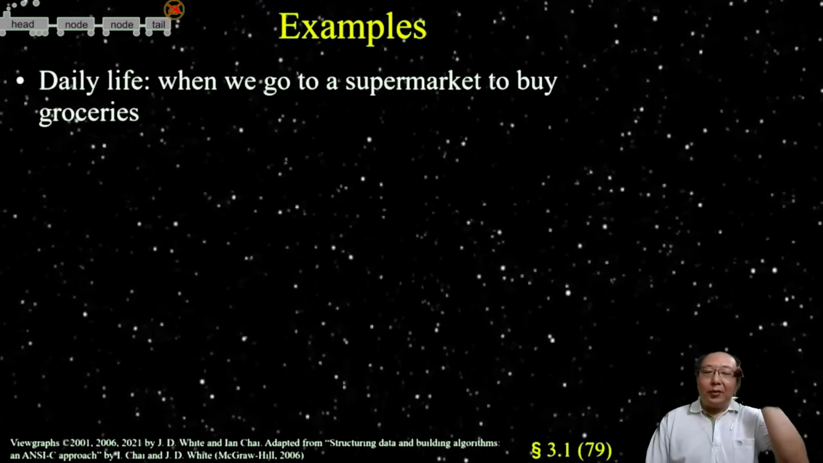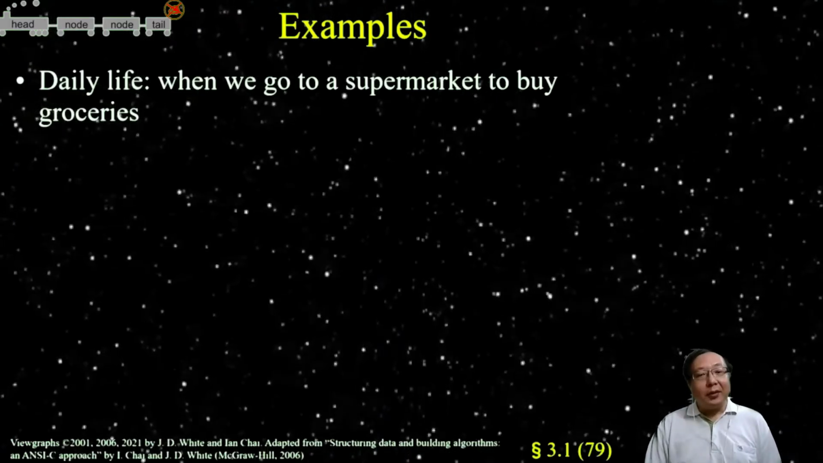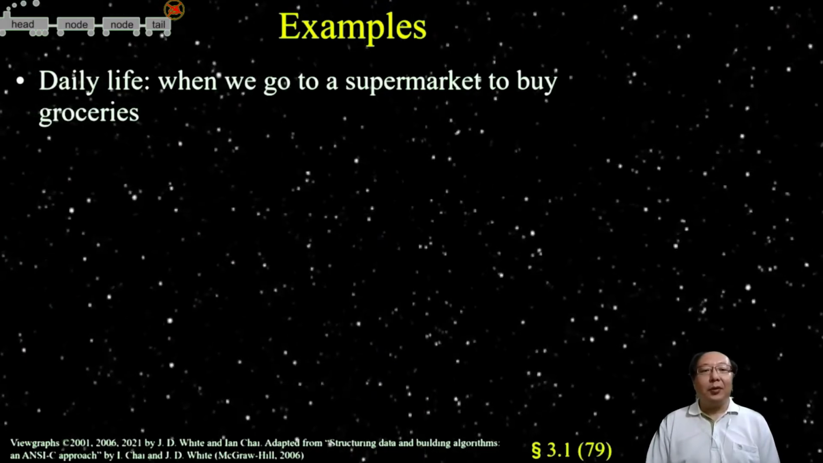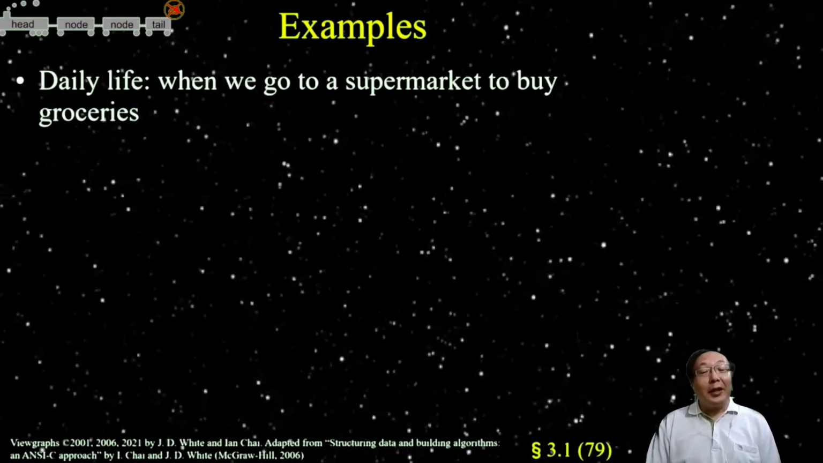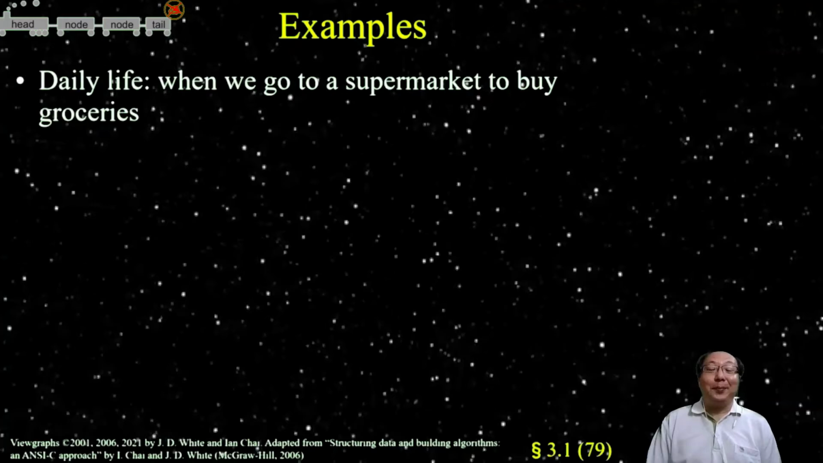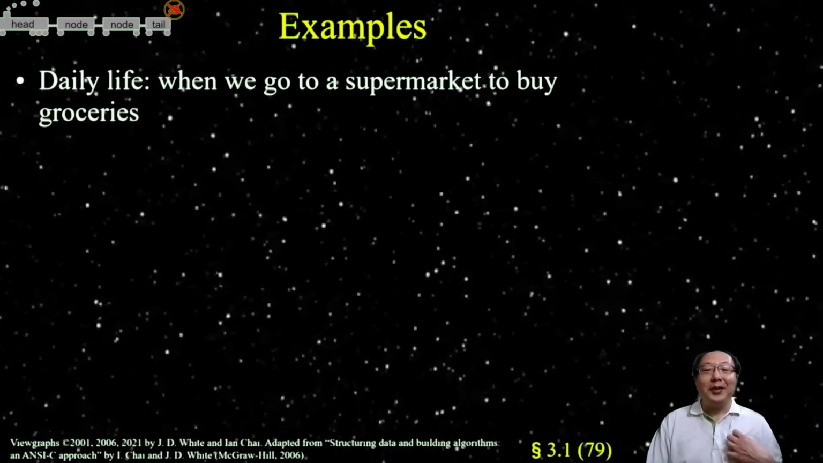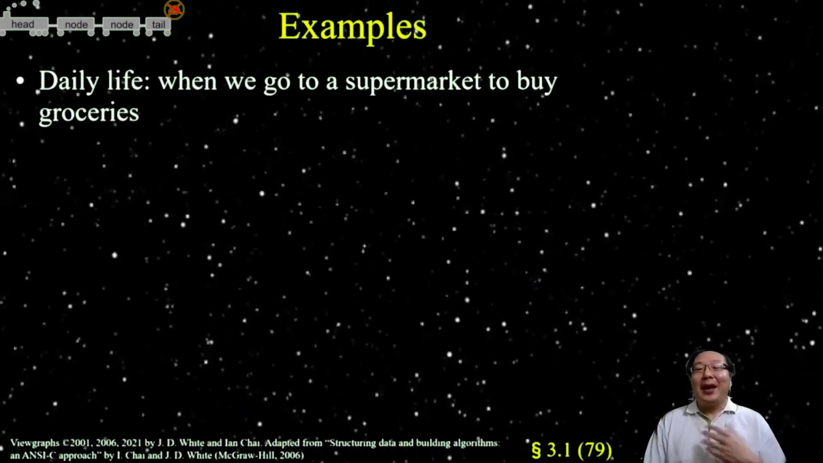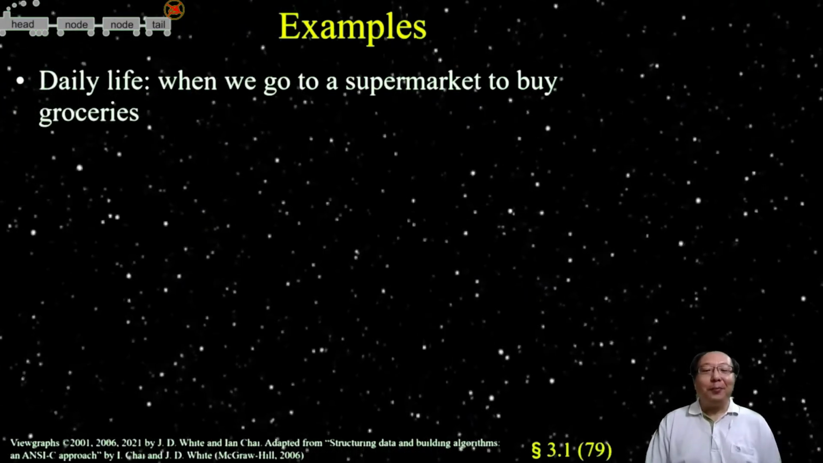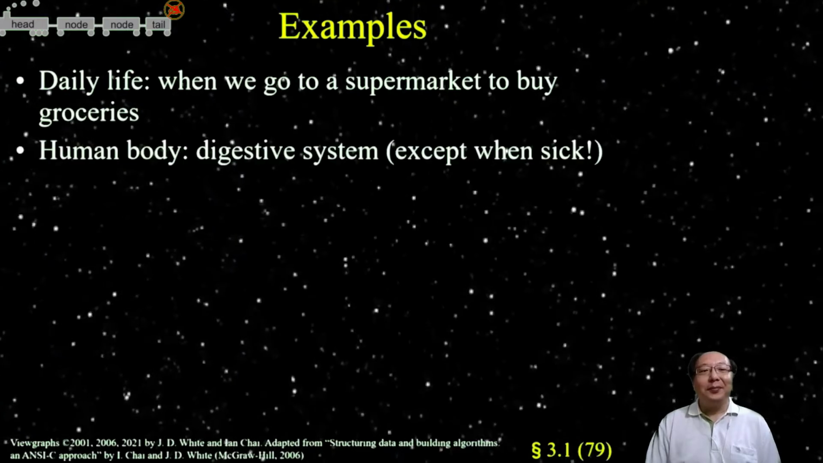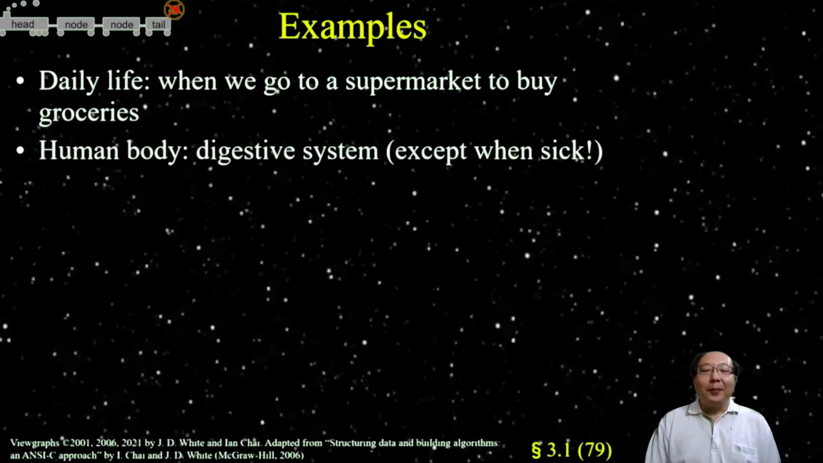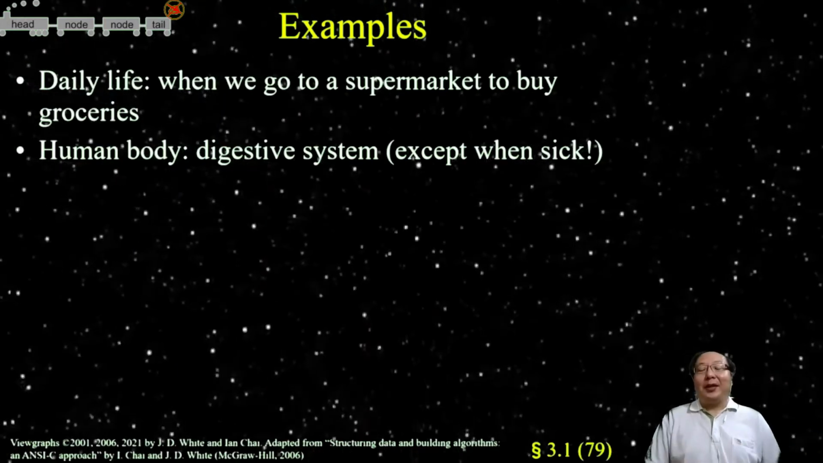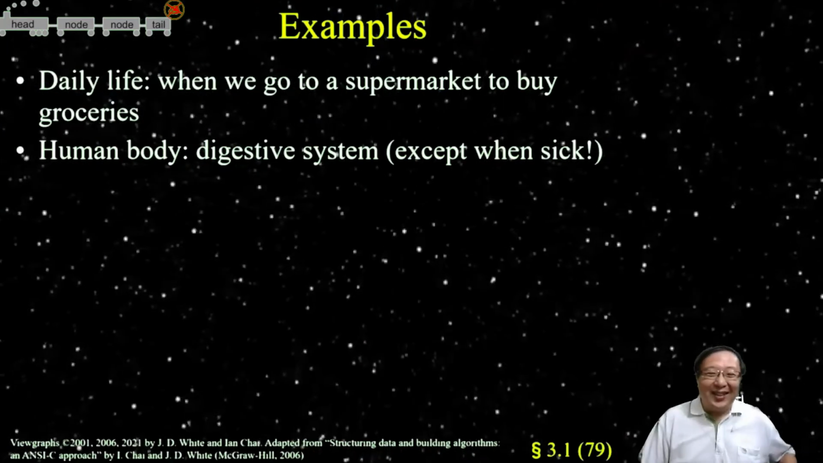Examples of using queues in daily life, actually you've all done it. You've gone to the supermarket to buy groceries and then you end up in a queue. Nowadays you end up in a queue to get into the supermarket because of all the COVID-19 restrictions, right? But in the old days you only got in a queue when you were coming out of the supermarket and you queue up to go through the checkout counter. Also, the human body's digestive system is a queue because it goes in this way and comes out that way and never the other way, except when you're sick.